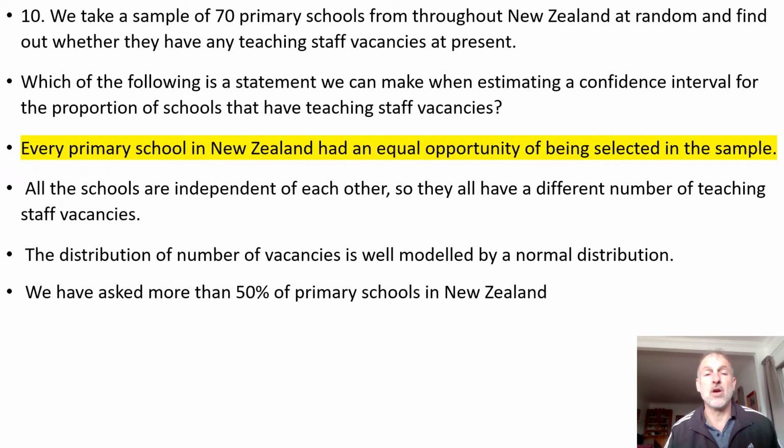Okay, people, the correct emphasis was the following. Which of the following is a statement we can make when estimating a confidence interval for the proportion of schools that have teaching staff vacancies? And it's based on a sample because we took a sample of 70 primary schools. People, every primary school in New Zealand had an equal opportunity of being selected in the sample because we rely on random sampling.